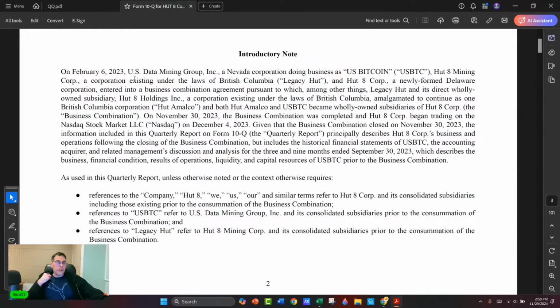Okay. In February 2023, U.S. Data Mining Group, Inc. was doing business as U.S. Bitcoin. Hut 8 Mining, a corporation existing under British Columbia law, Legacy Hut 8, and Hut 8 Corp., a newly formed Delaware corporation, entered into a business combination.